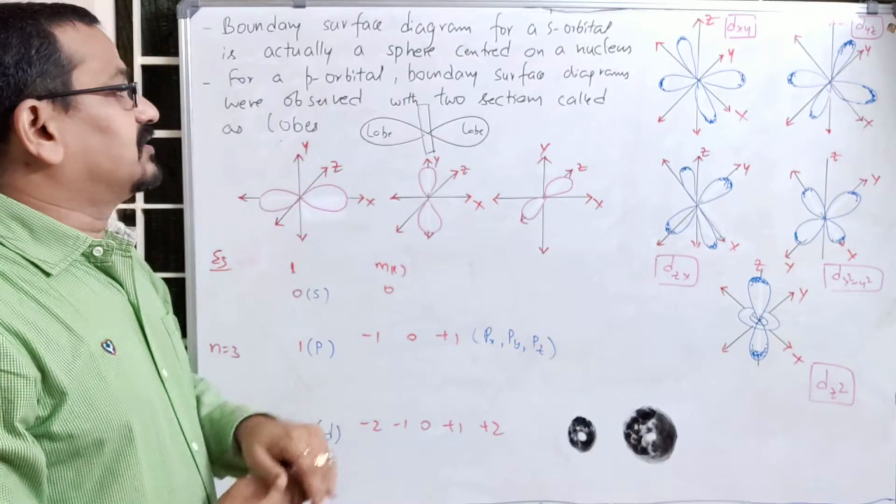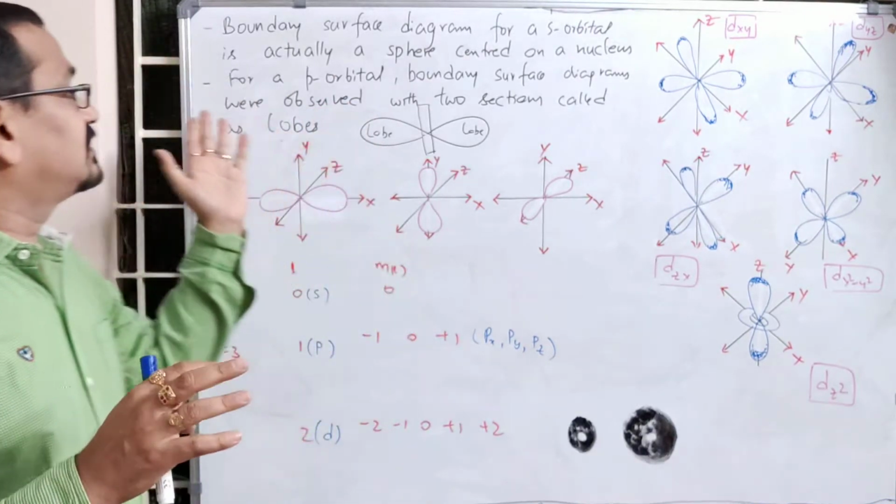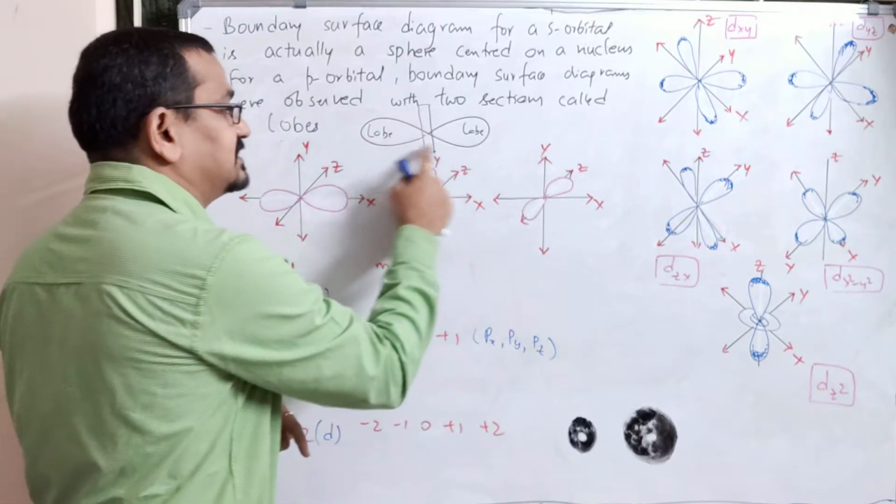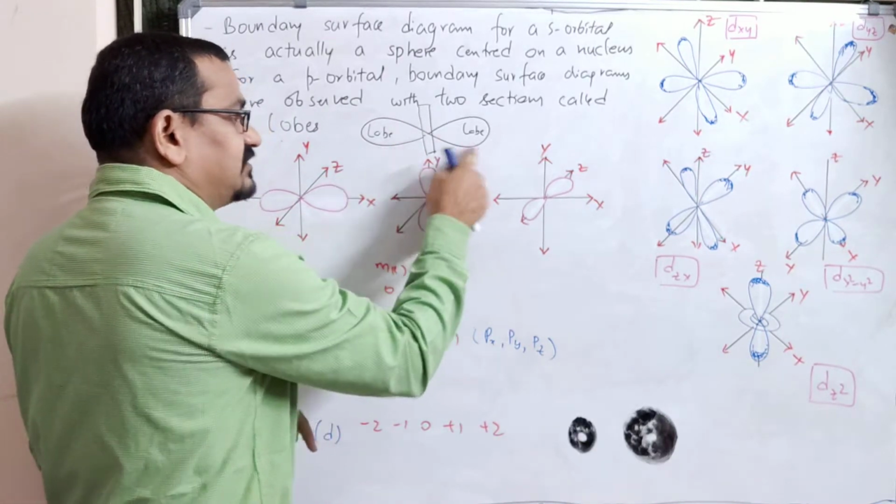And for a p orbital, the boundary surface diagrams were observed with two sections called lobes. These are the two sections observed for a p orbital.